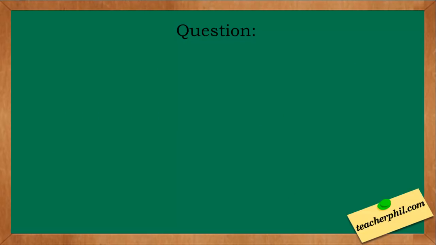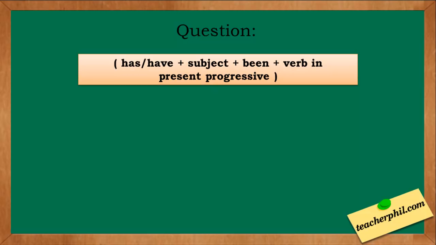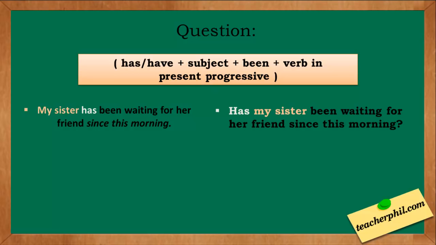For the questions, we simply change the positions of the subject and the auxiliary verbs has or have. So the pattern will now be has or have plus subject plus been plus the verb in present progressive. Examples: my sister has been waiting for her friend since this morning. My sister is the subject plus the auxiliary verb has. But for the question, it will now be has my sister been waiting for her friend since this morning? If you noticed, has and the subject my sister have changed positions.